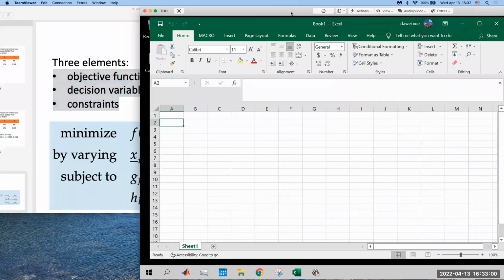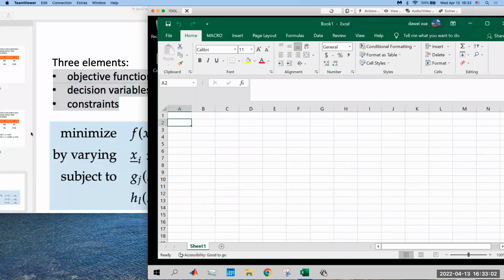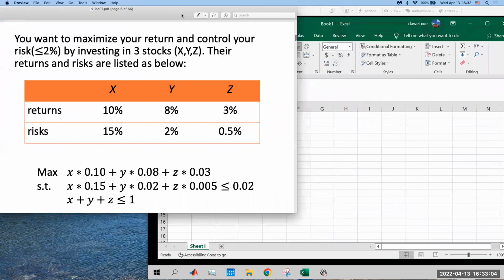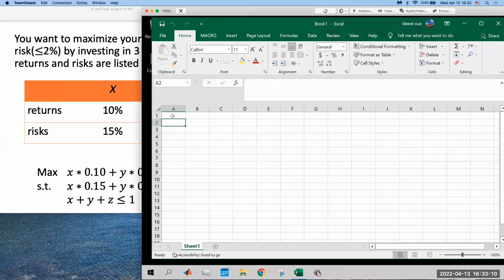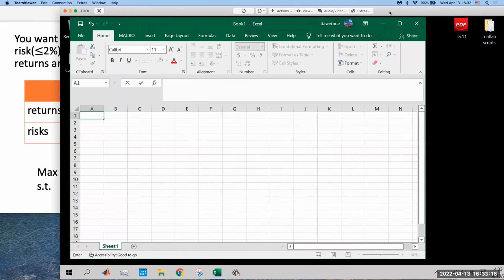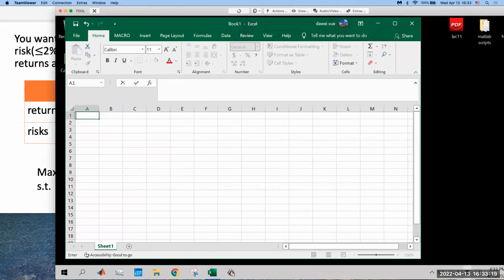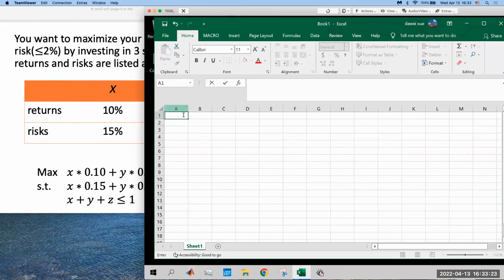Okay, so first, the objective function. But before that, we want to determine the changing variables. Okay, the changing variables, let's see. So this. Change to English mode. Okay. For example, that's X, Y, and Z.